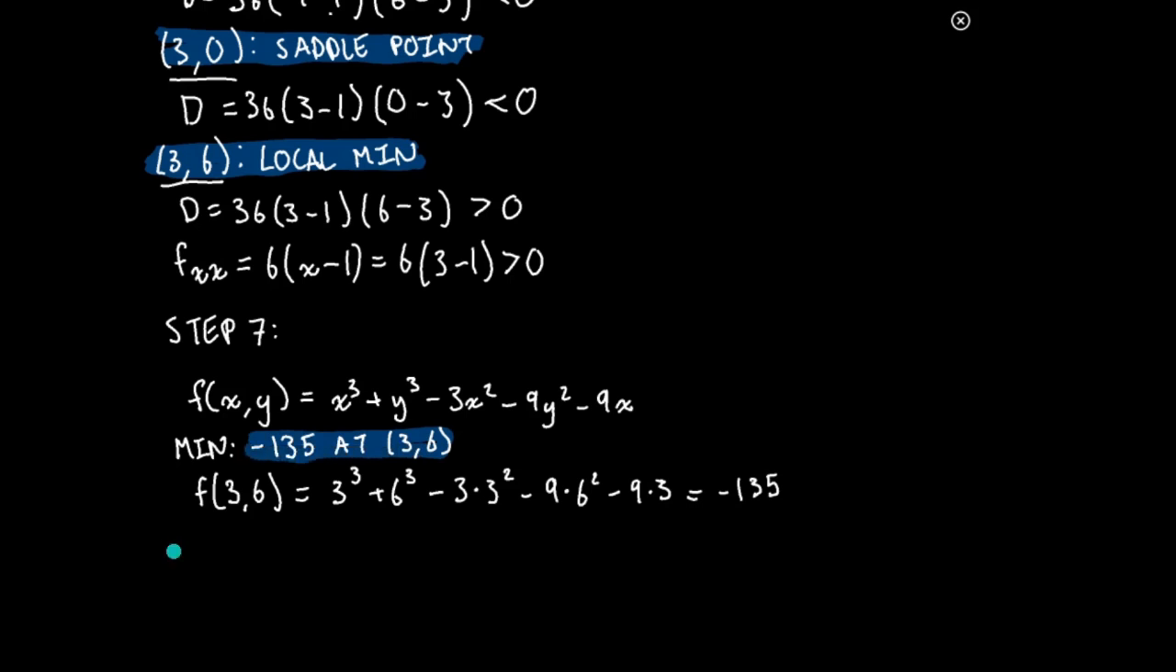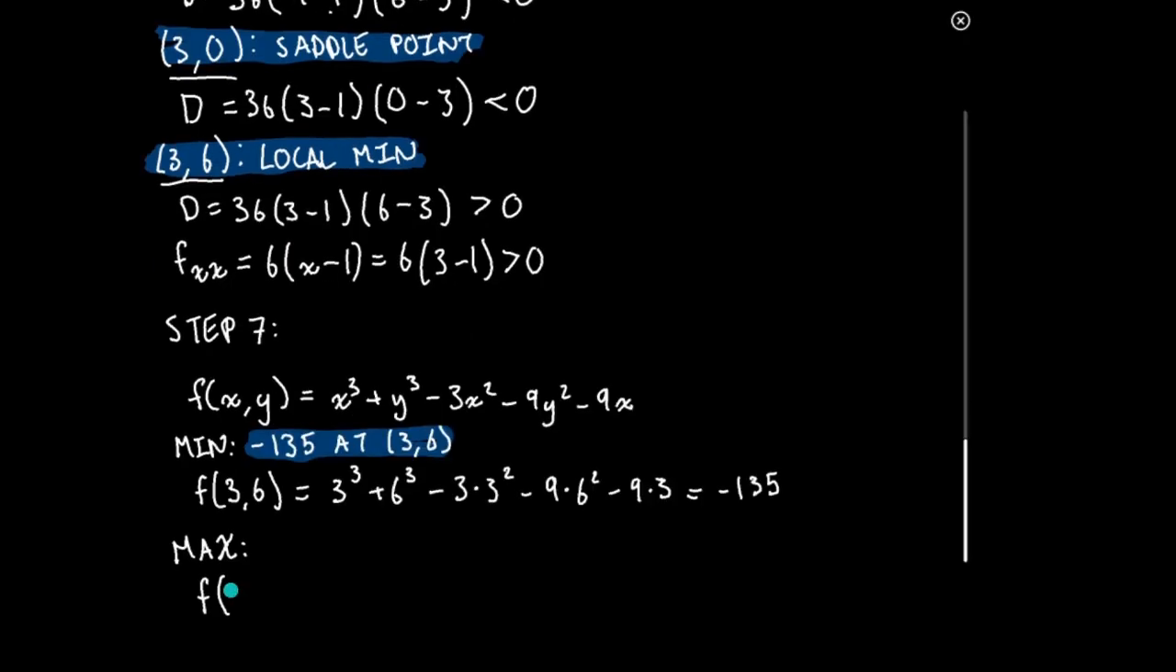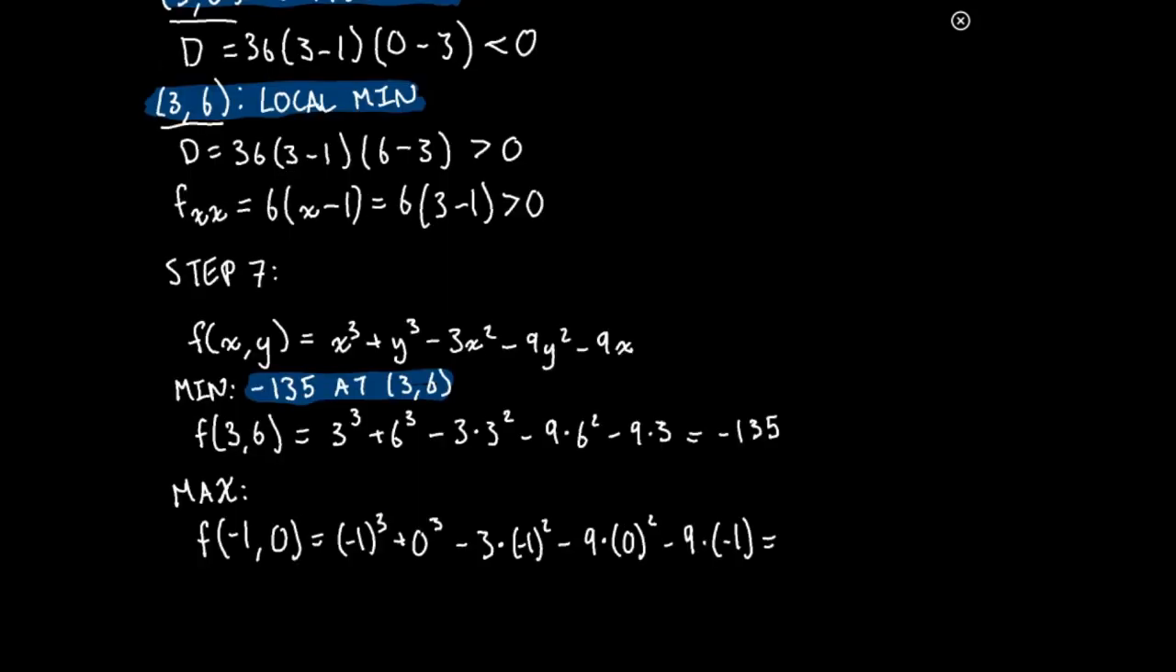And now let's find the maximum. So max would be evaluating the point at, let's see, what was our maximum? Negative 1, 0. And we'll just plug in and solve for that. And after you solve that, it comes out to 5. All right, so then you have a maximum of 5 at point (-1, 0). And that is the second part of your answer.